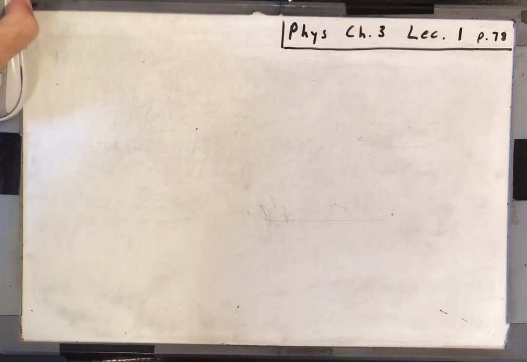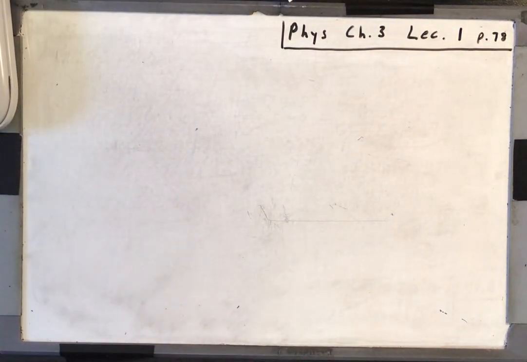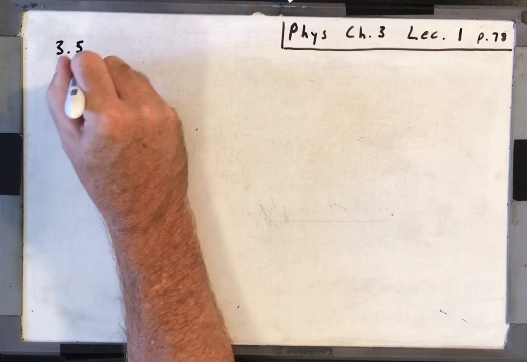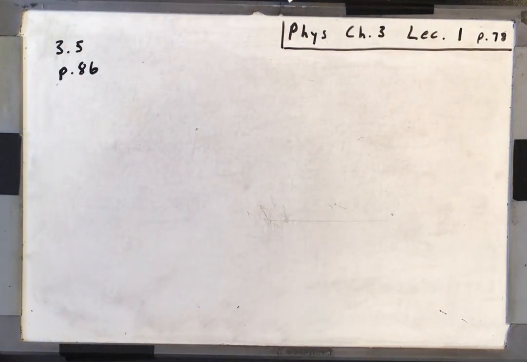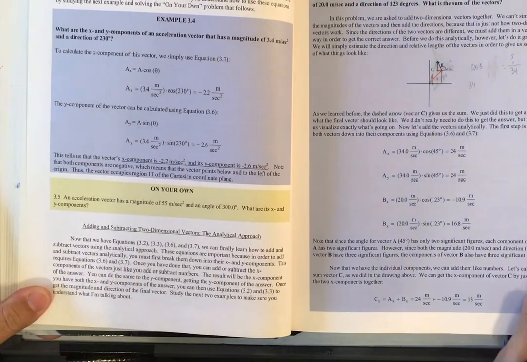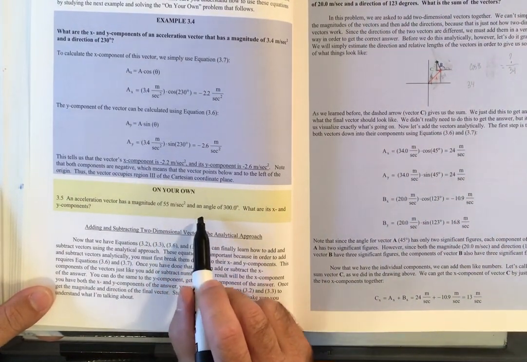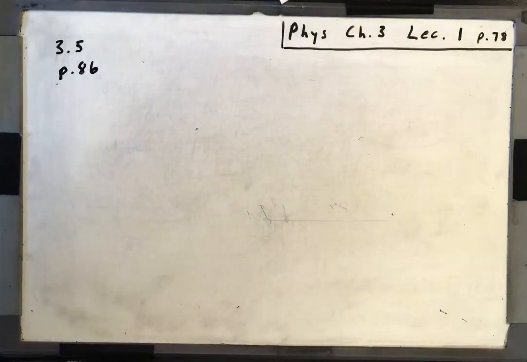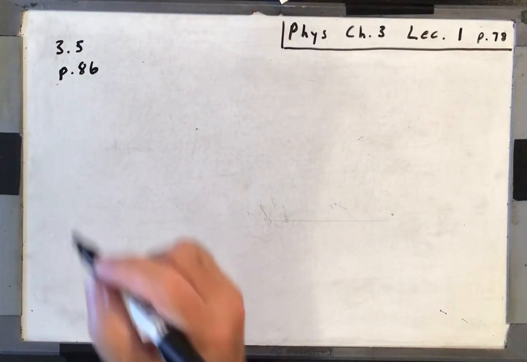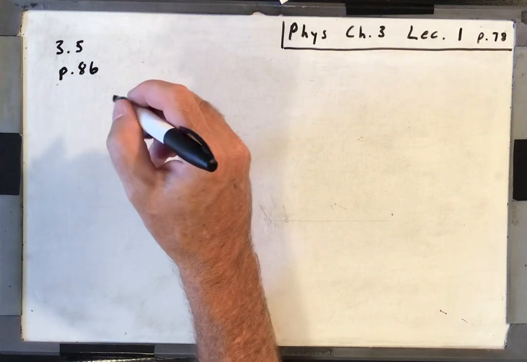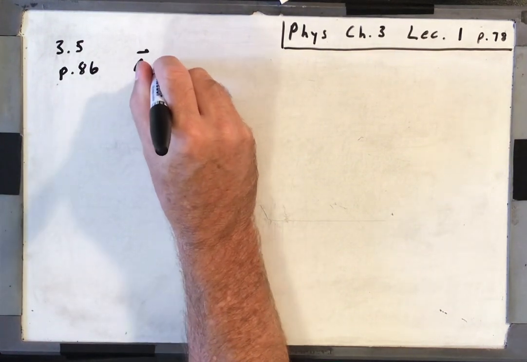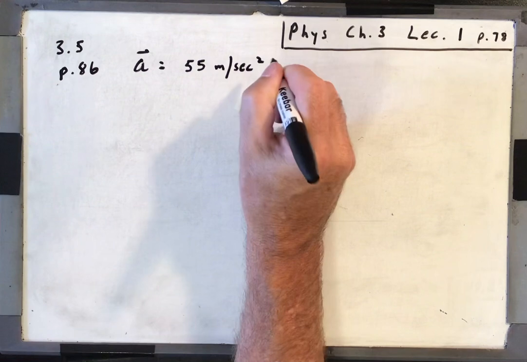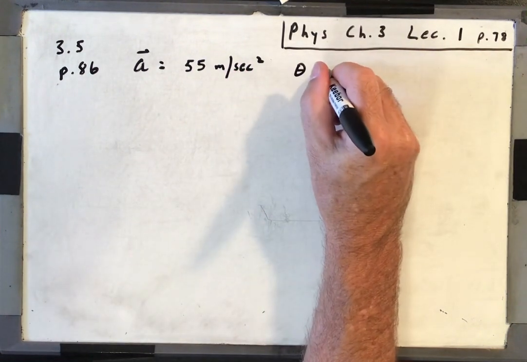All right, last example problem of the day: 3.5 on page 86. It says an acceleration vector has a magnitude of 55 meters a second squared and an angle of 300 degrees. What are its x and y components? Well, we have to remember cosine goes with x and sine goes with y. So we know that our magnitude is 55 meters per second squared, and our angle is 300 degrees.